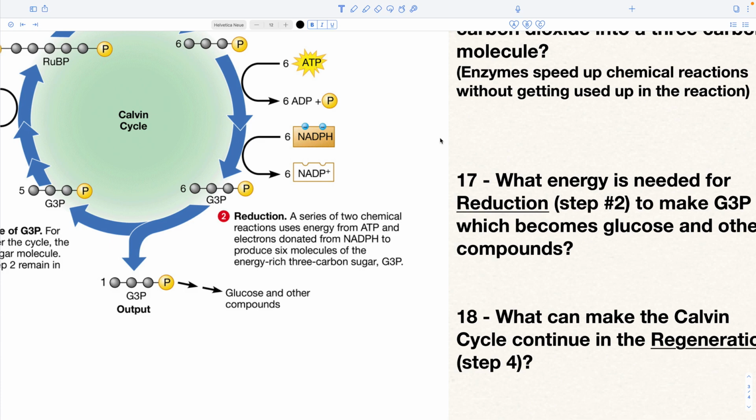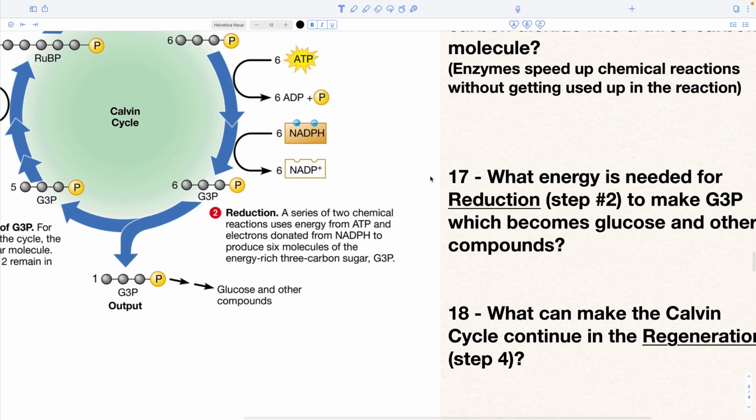It's almost glucose. But look, it's got 3 carbons and glucose has 6. So it's going to have to take 2 of these and put them together and make glucose. And it can make everything that it needs from this molecule. It can make proteins from this molecule. It can make fats. It can make its cell wall with this.